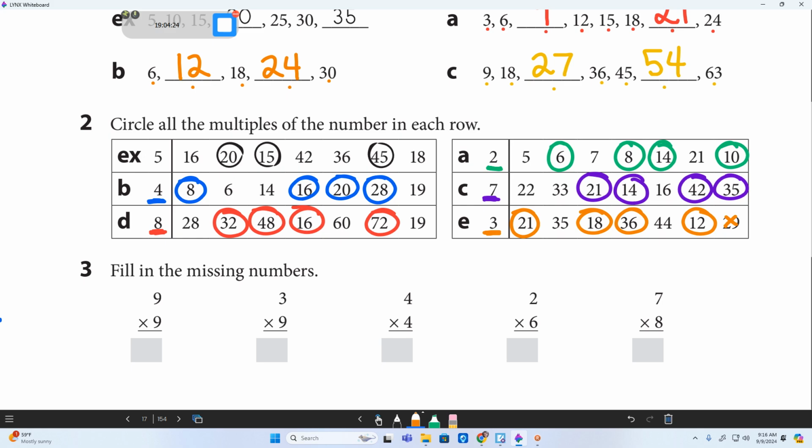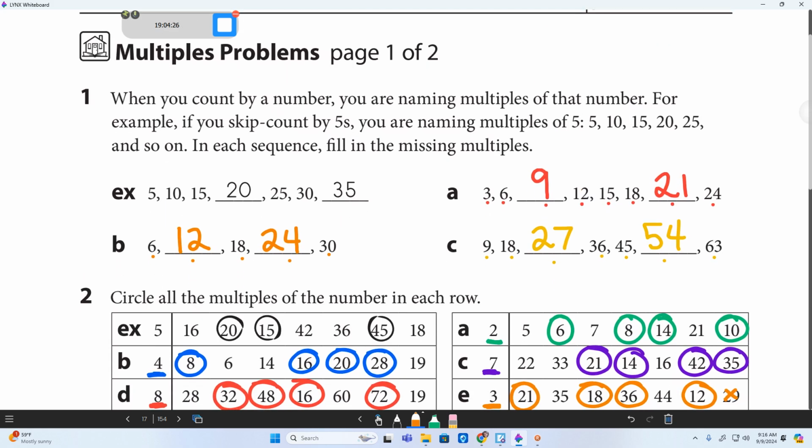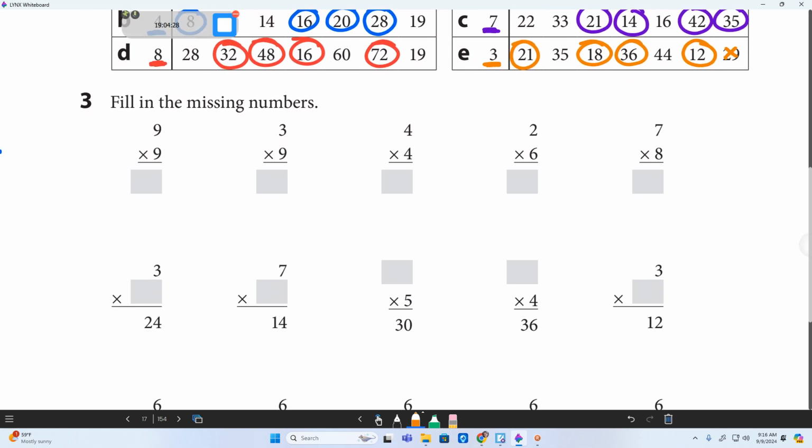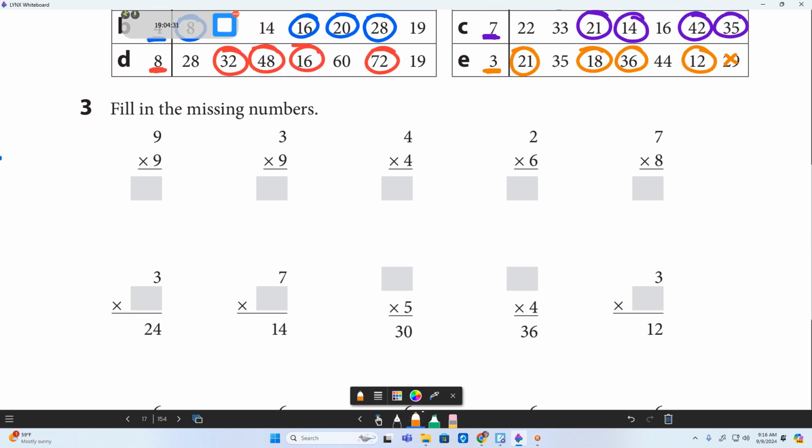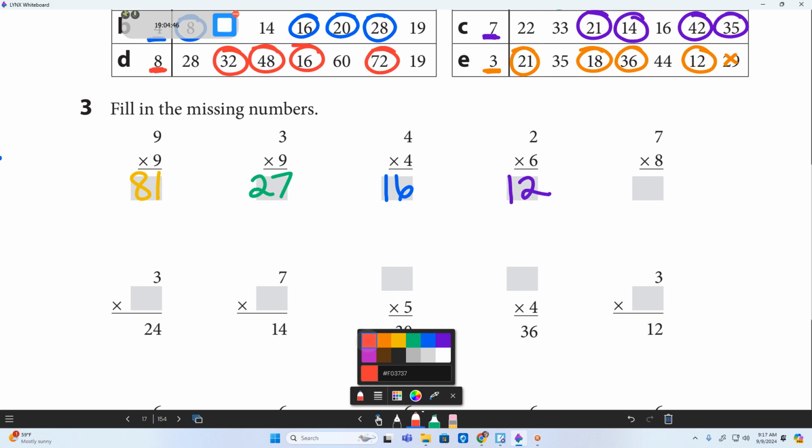Fill in the missing numbers. So remember that knowing our facts, that's why we do so many multiplication facts for morning work. So important. It'll make 5th grade feel much easier if you know most of these. 9 times 9, 81. 3 times 9, 27. 4 times 4 is 16. 2 times 6 is 12. 7 times 8, I always think 5, 6, 7, 8, 56. 3 times 8 is 24. 7 times 2 is 14.